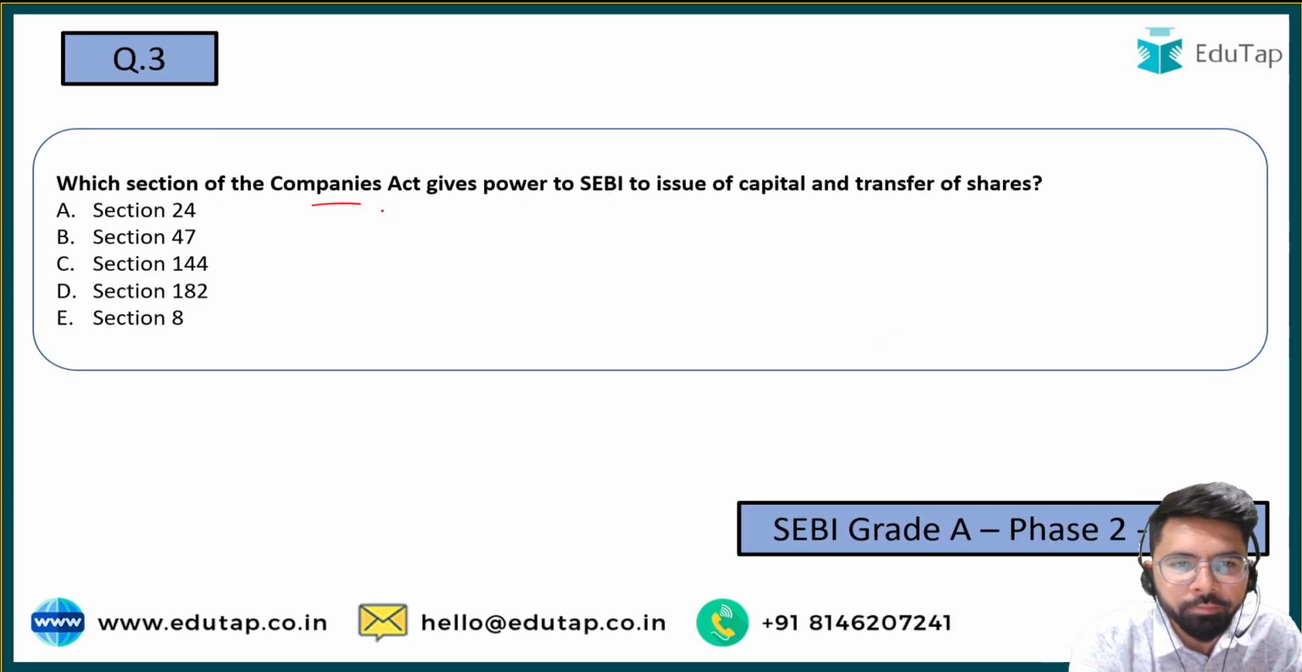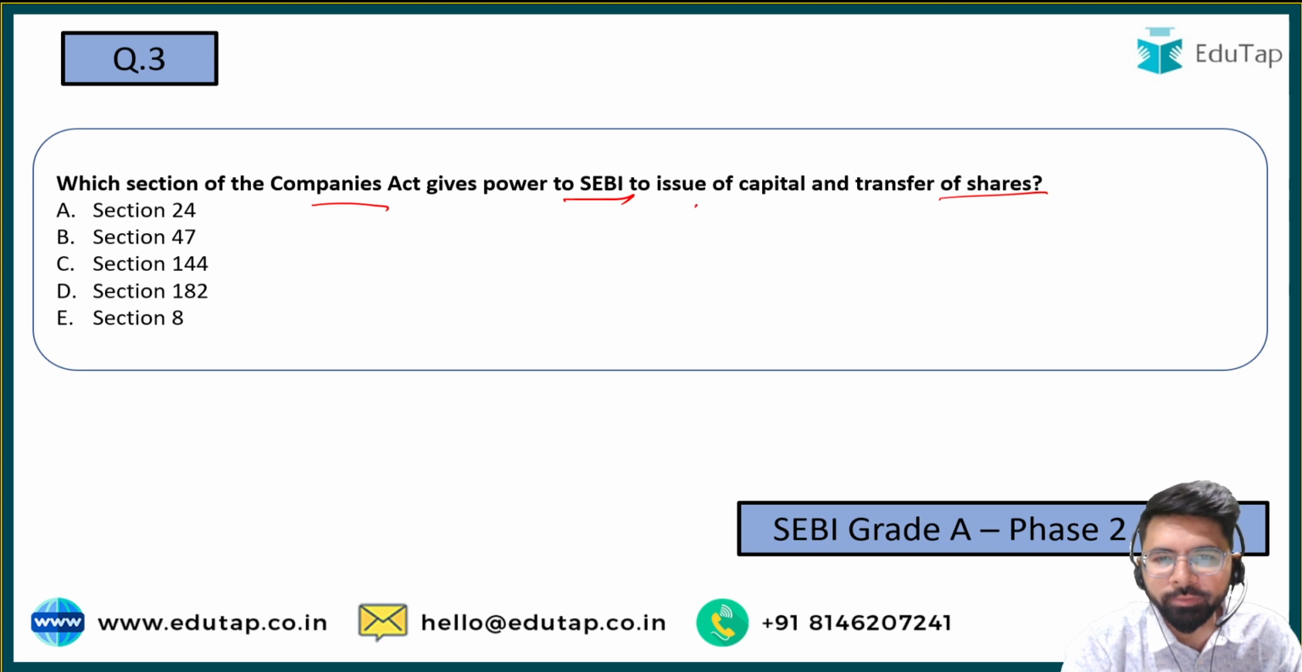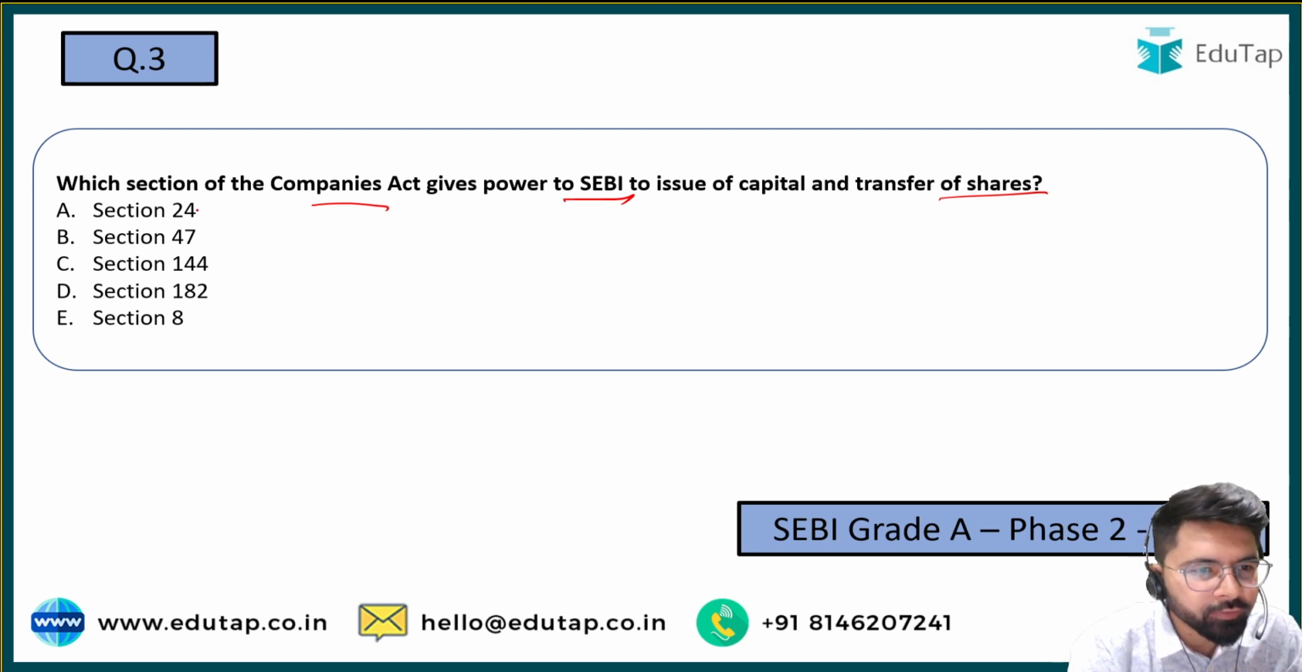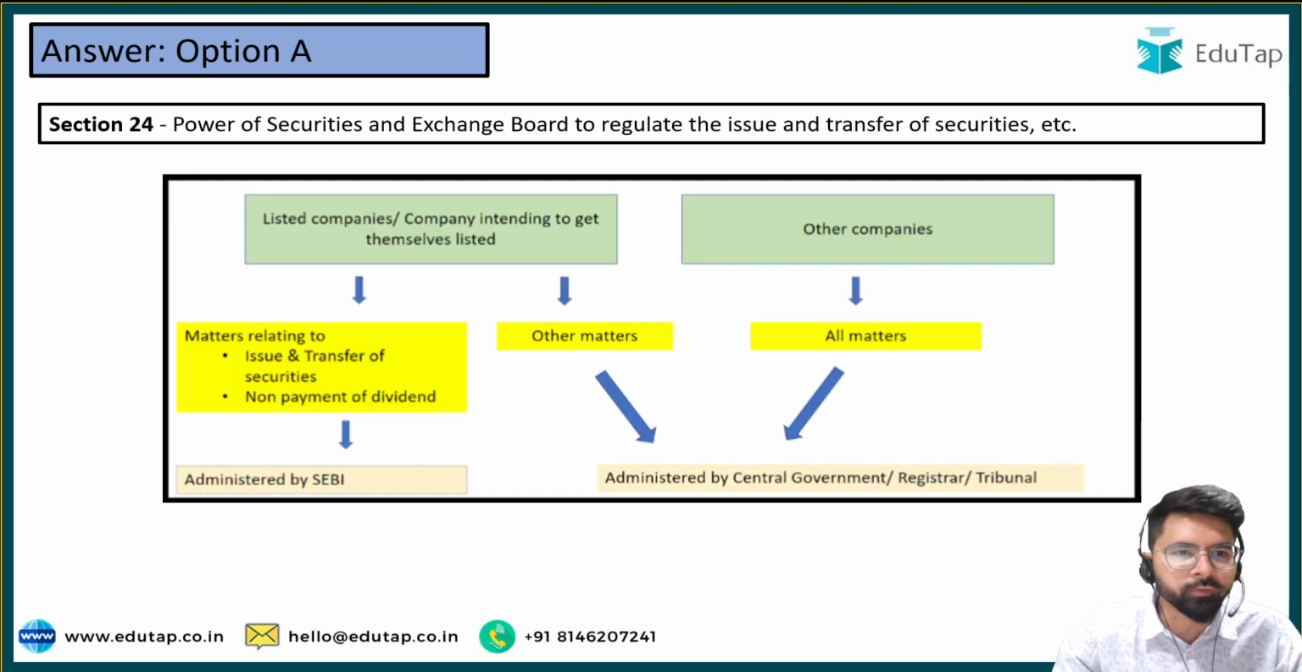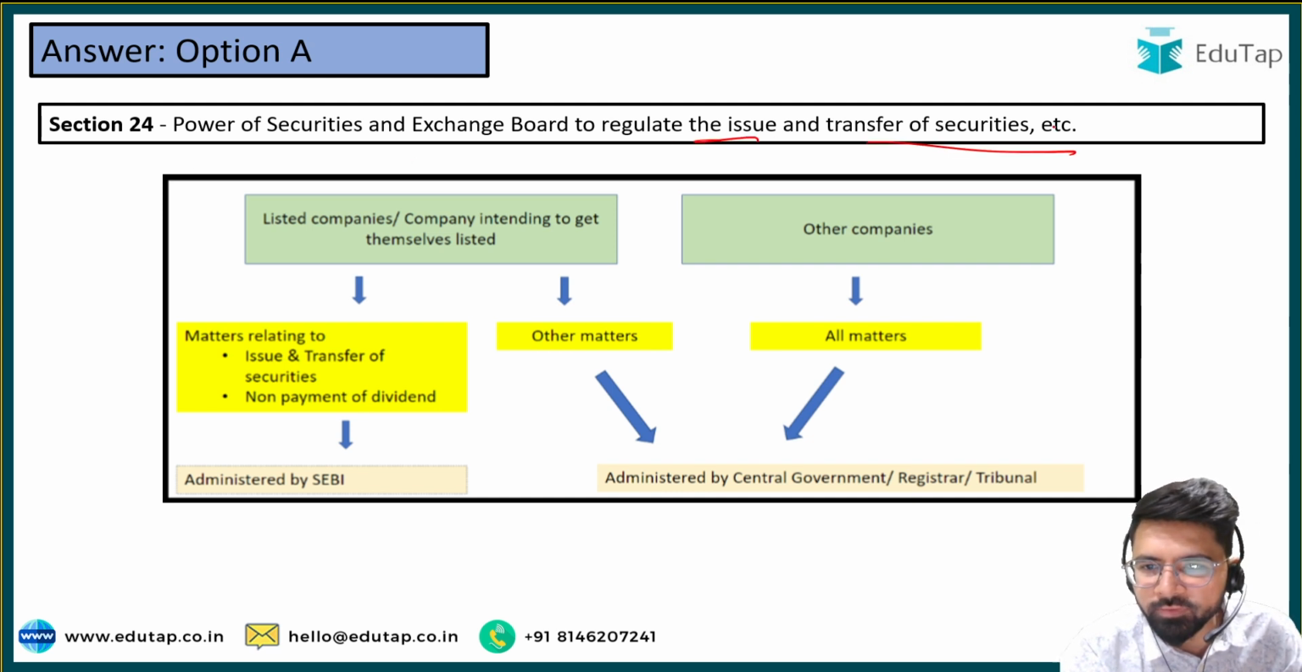Which section of the Companies Act gives power to SEBI for the issue of capital and transfer of shares? The options are 24, 47, 144, 182, section 8. So friends, the answer is option A, section 24. Section 24 deals with the power of SEBI to regulate the issue and transfer of securities.